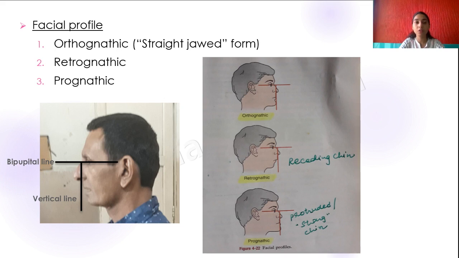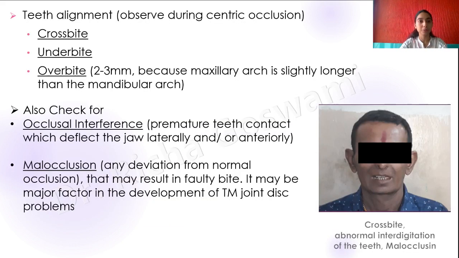The first type of facial profile is considered normal, while the second and third are not actually abnormal, but can lead to TM joint dysfunction. Check the teeth alignment observed during centric occlusion. Centric occlusion means bring your teeth together, just showing your teeth, not clenching your teeth. Then check for crossbite, underbite, overbite.